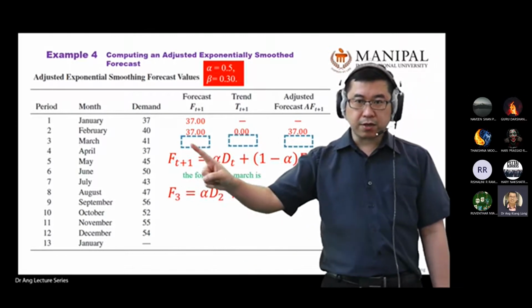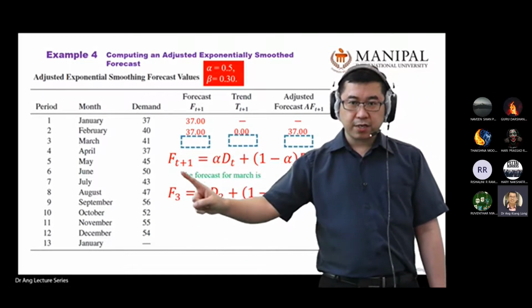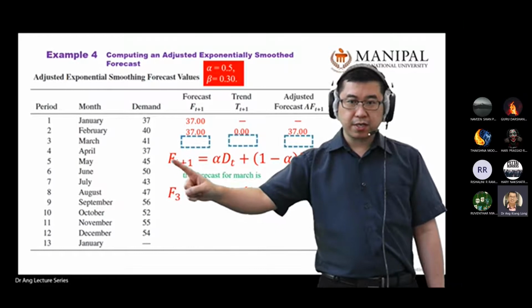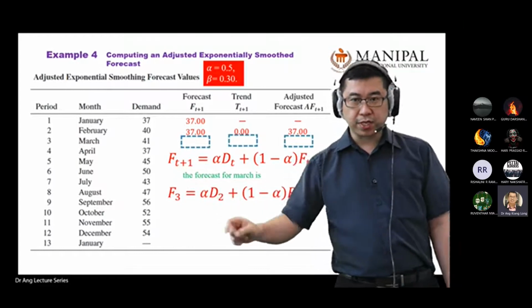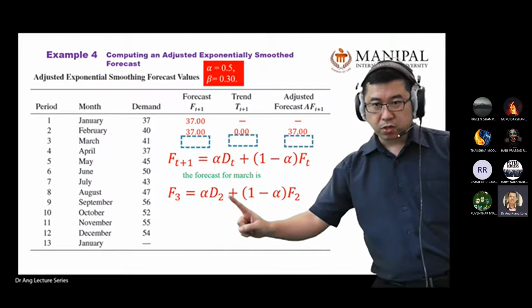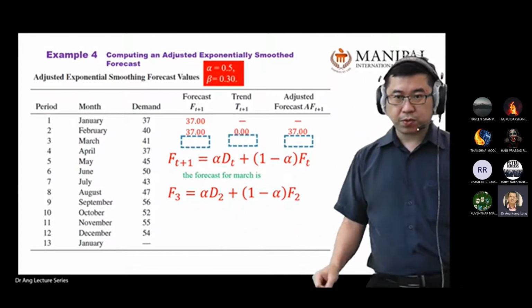Okay. This column here is F3. What is your t? T is 2. F3 equal to t plus 1. So your t is 2. So t is 2, F2.